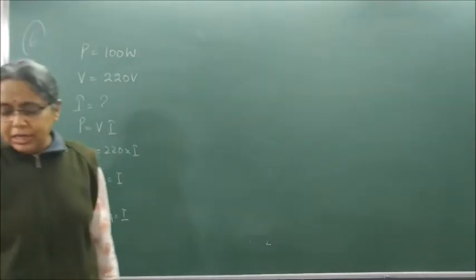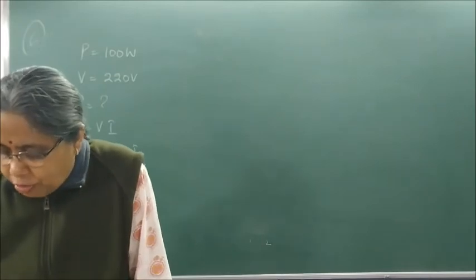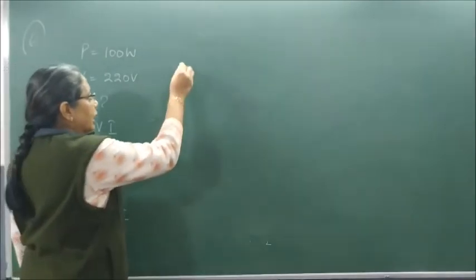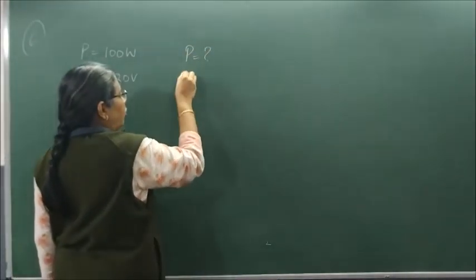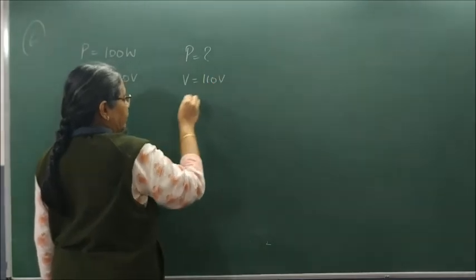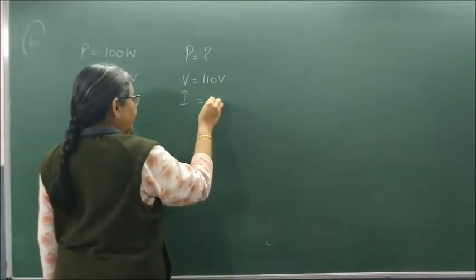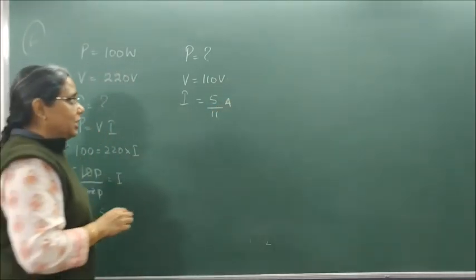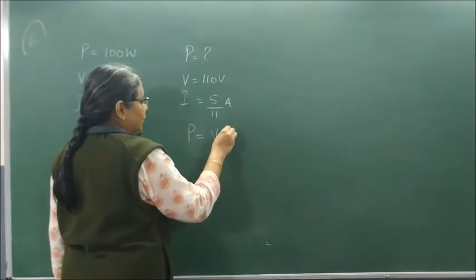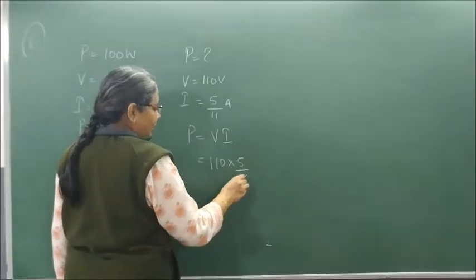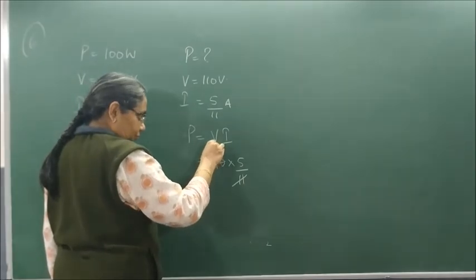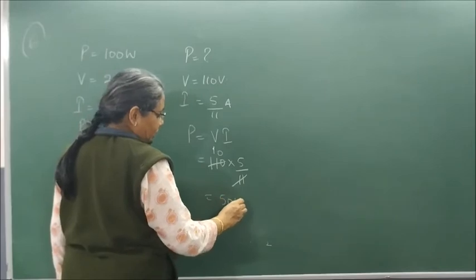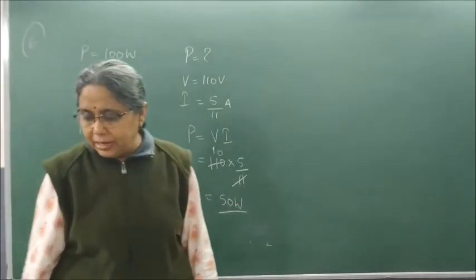Correct? Now the next part of the question. When it is operated at 110 volt, the power consumed will be. So now again we want power. It is operated at 110 volt. I is 5 by 11 ampere. I may be wrong or right. If I am wrong, you will catch me. So P is equal to V into 5 by 11. So 11 ones are 11, you get power as 50 watt. The answer is there already, 50 watt.